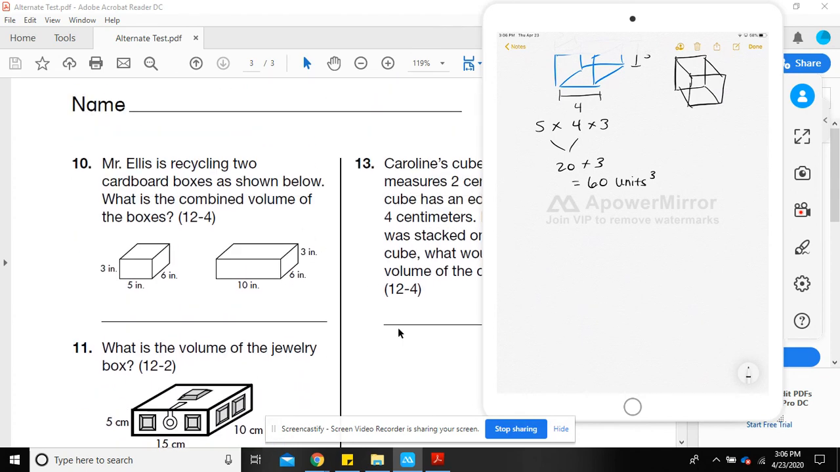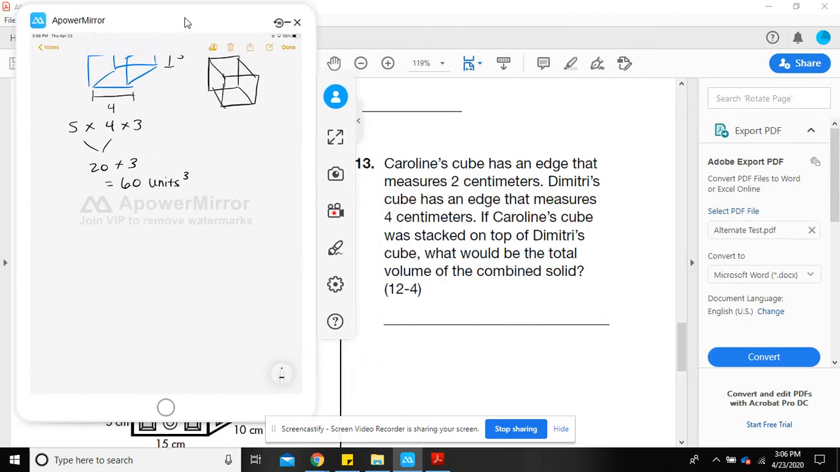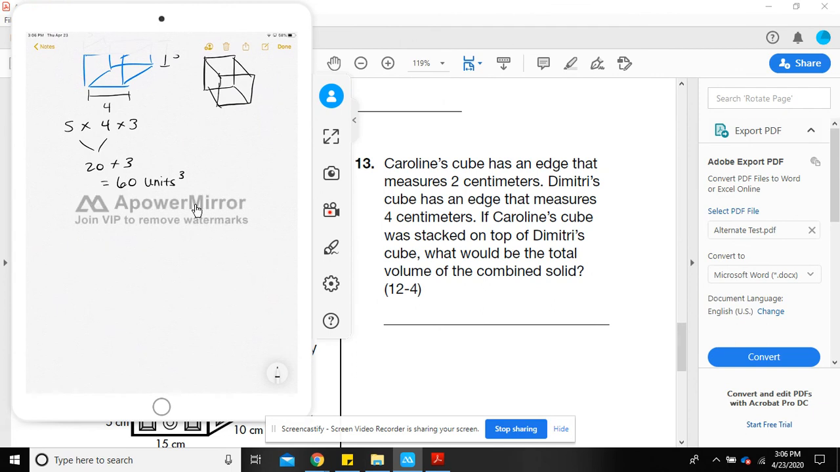Okay, let's go to 13. 13 is our last one. Then we got to circle back to number 10 and find out where we made our mistake. Okay, so 13. Caroline's cube had an edge that measures 2 centimeters. Dimitri's cube has an edge that measures 4 centimeters. If Caroline's cube was stacked on top of Dimitri's cube, what would be the total volume of this combined solid?